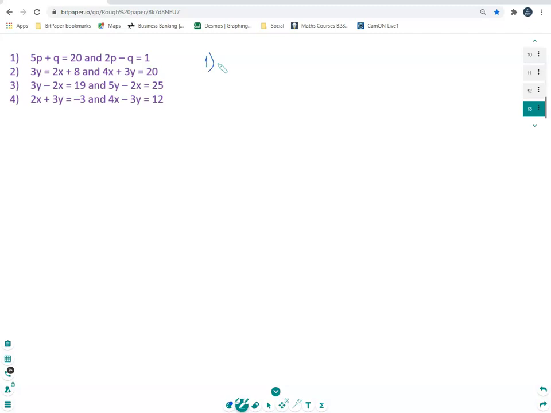Number 1, we've got 5p plus q equals 20 and 2p minus q equals 1.